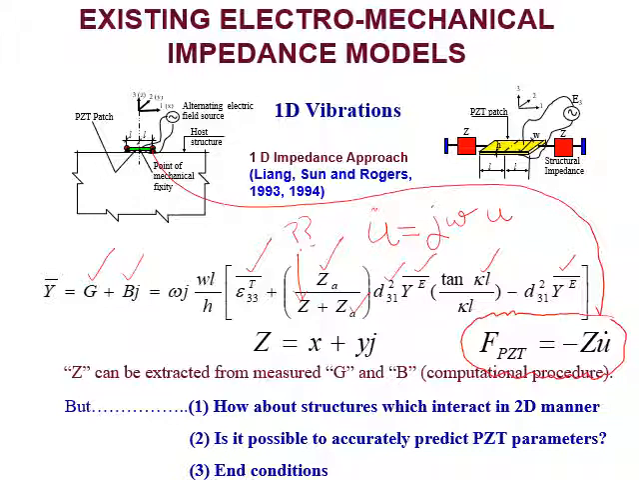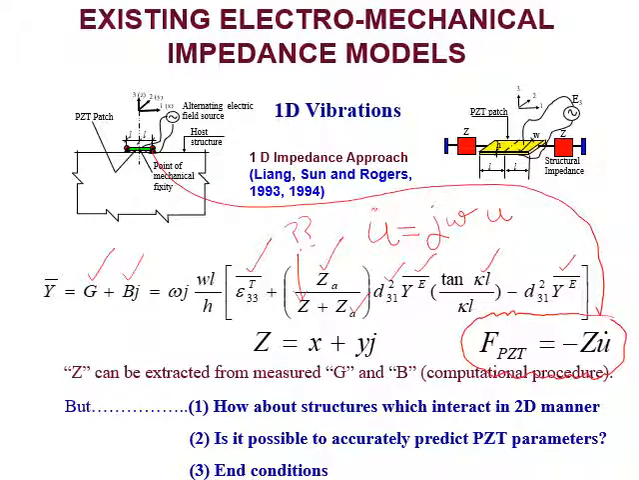Otherwise, what is the definition of mechanical impedance? Mechanical impedance means that it's the ratio of the applied force to the resulting velocity at a particular point. So that is very difficult to obtain in a true sense. You have to apply force at very high frequency and measure the corresponding displacement or velocity, which is very tough.